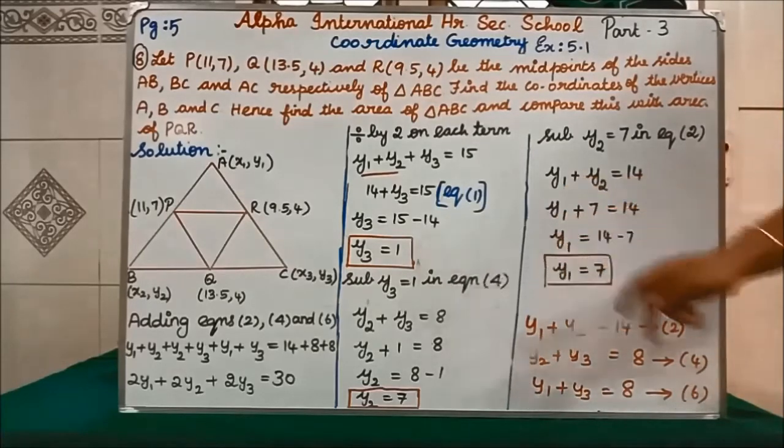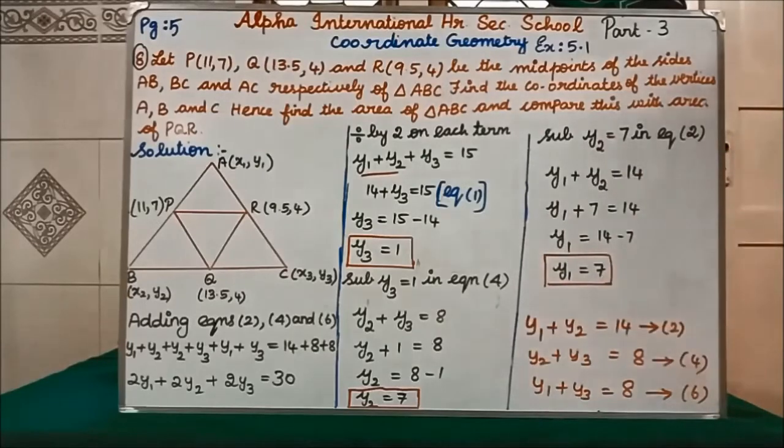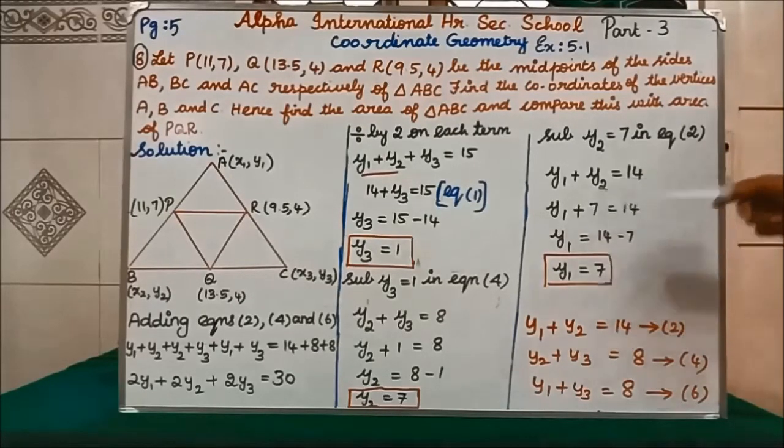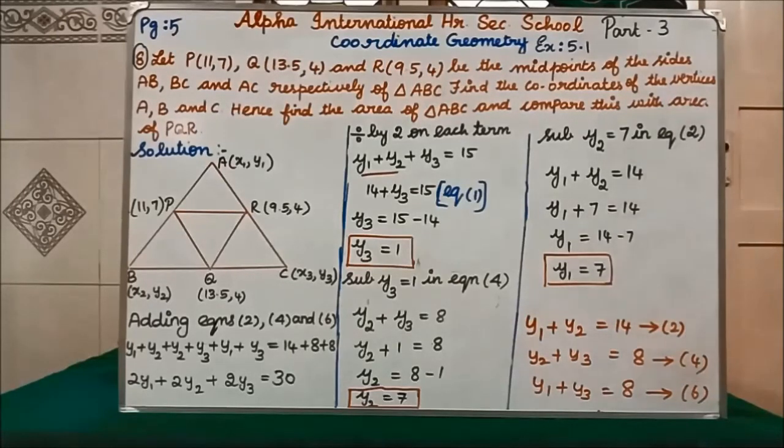y2, y3 value is 1 equal to 8. Take this 1 this side, y2 value we have got 7. Next, substitute y2 equal to 7 in equation 2. Into equation 2 I am going to substitute. y1 plus y2 equal to 14 is our equation 2. y1 plus y2 value we have got 7. Bring this 7 this side. Next y1 value is equal to 7.